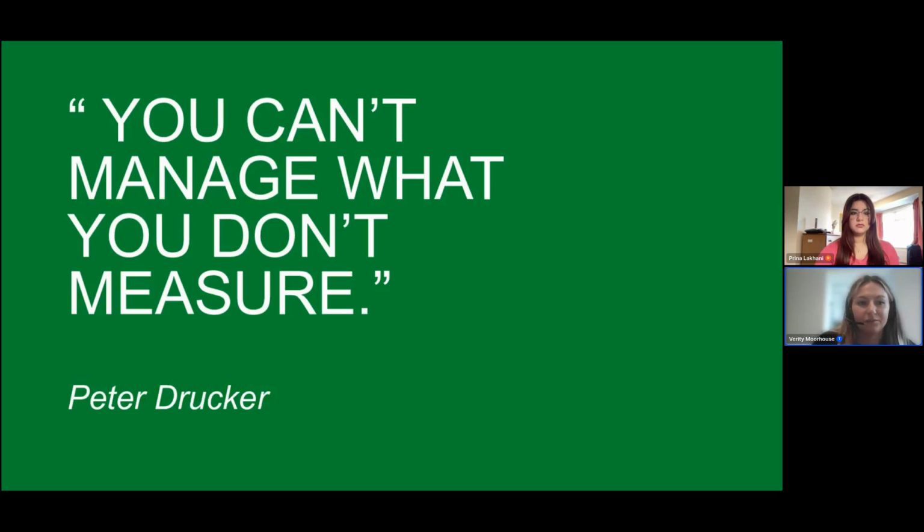So as Peter Drucker famously said, you can't manage what you don't measure, which is why EPDs come into play. They're a very reliable carbon building block for a building life cycle assessment. So they can help us manage and measure the upfront carbon in our construction.